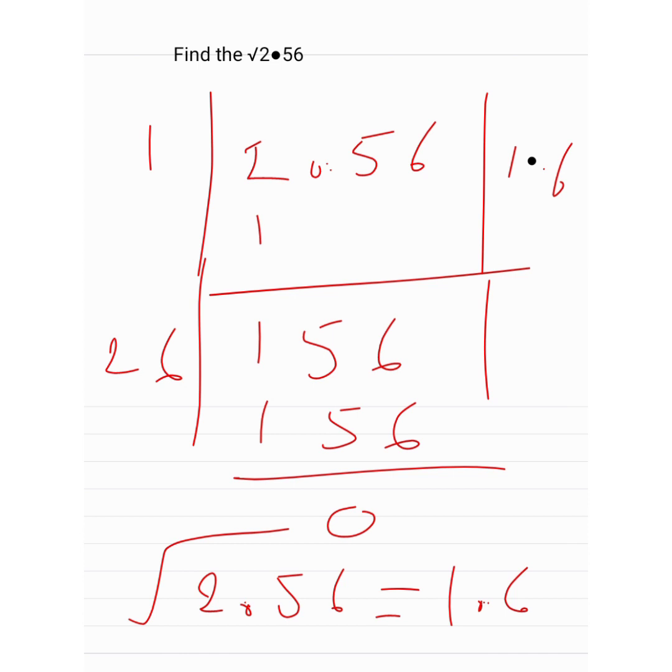We can also find out the square root of 2.56. Therefore, the square root of 2.56 is equal to 1.6. Whatever steps we have followed to find the square roots of integral numbers, we can apply the same rules for decimal numbers also.